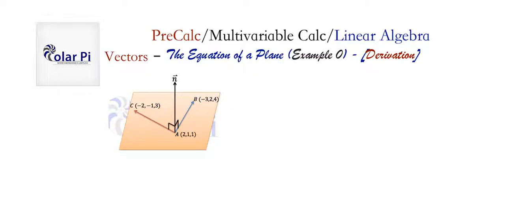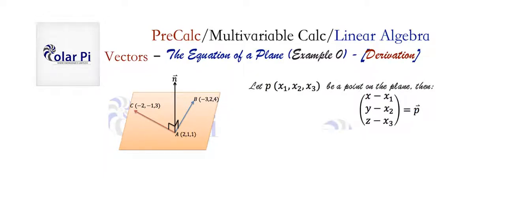Maybe that didn't make sense, but here's what I'm saying. Let P be a point x1, x2, x3, where you know the actual numbers x1, x2, and x3. That could be point A here. So P can be point A, P can be point B, P can be point C. Any point on your plane whose coordinates you actually know can be the point P here. And then x, y, z is a random point on your plane.